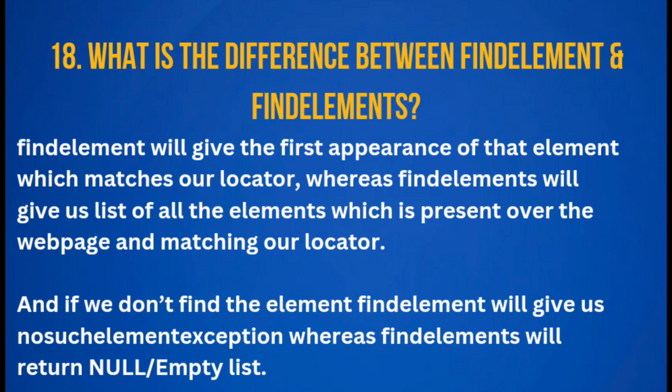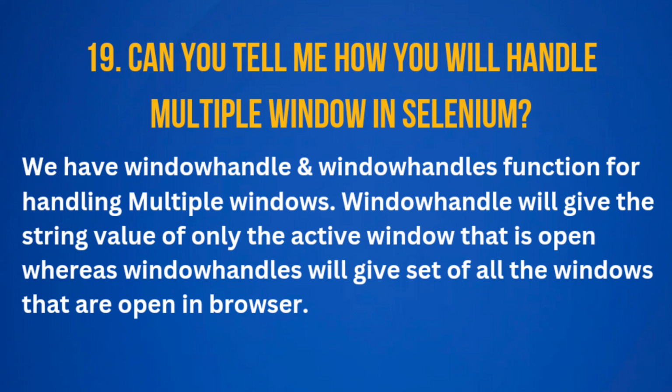Next question is, what is the difference between findElement and findElements? Answer: findElement will give the first appearance of that element which matches our locator, whereas findElements will give us a list of all the elements which are present on the web page and match our locator. And if we don't find the element, findElement will give us NoSuchElementException, whereas findElements will return an empty list.